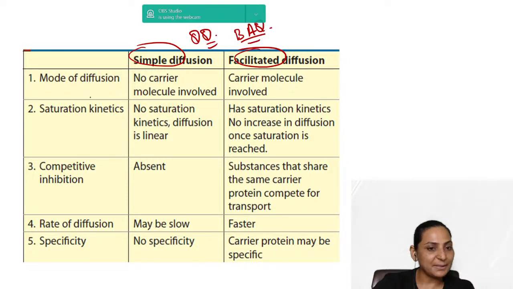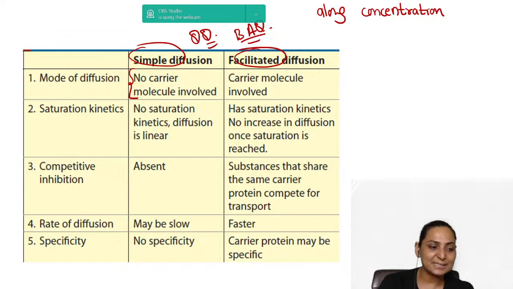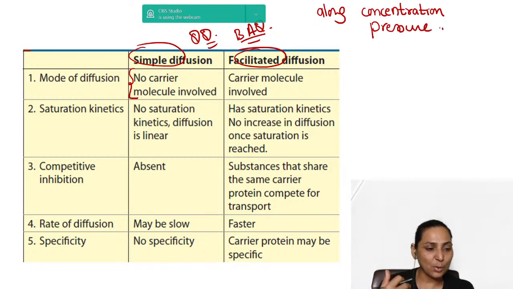So what is simple diffusion? No carrier is required. It is just along the concentration gradient. This gradient can be your concentration gradient. That means the concentration of the substance can be more on one side and it will move, or it could be a pressure gradient. You know that why are we taking in oxygen?